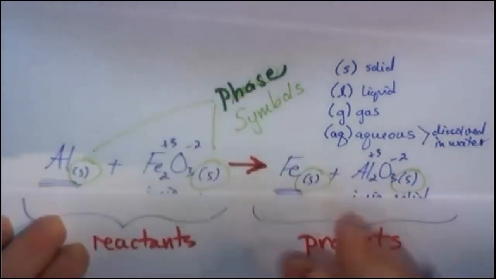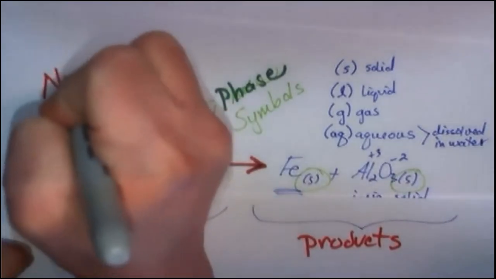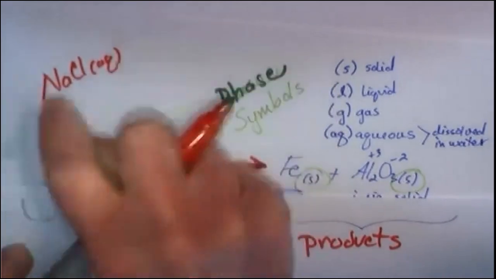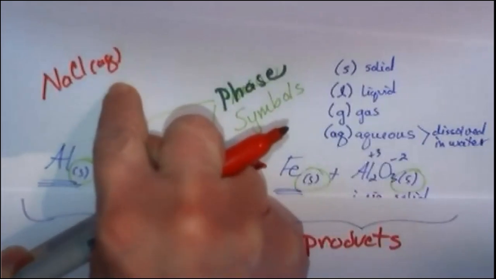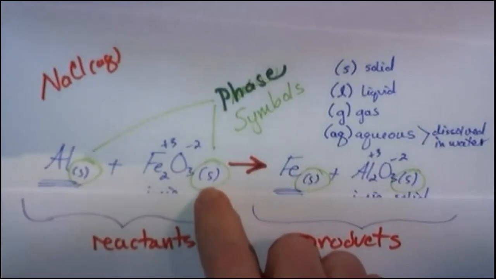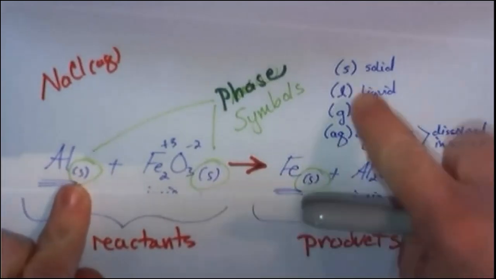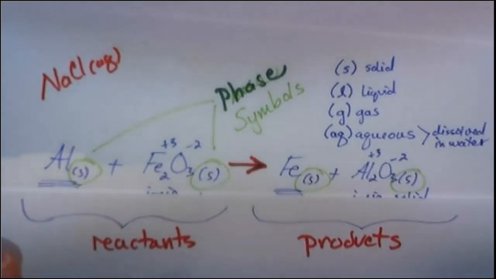So for example, if we would have NaCl (aq), that just means the sodium chloride is dissolved in water. Okay, so it's telling us the form of our substance. These are the main ones that we will see. Okay, in a moment, we are going to be introduced to coefficients.